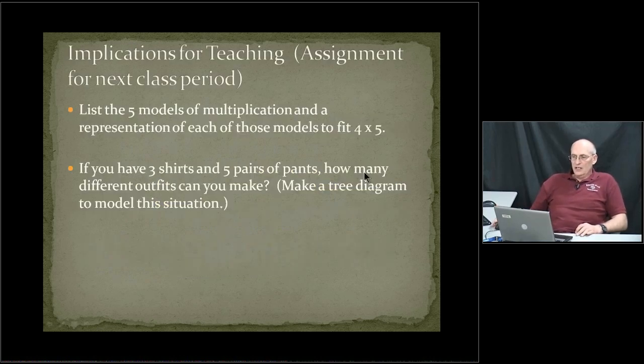So here's the assignment that you need to bring to the next class period. It's really just a summary of what we just did here. List the 5 models of multiplication and a representation of each of those models to fit 4 times 5. So give me the title, show how that representation fits in that particular category, but make it fit 4 times 5. And notice, I'll give you a hint, that should say 4 groups of 5. So make sure your model fits 4 groups of 5 if it makes a difference.